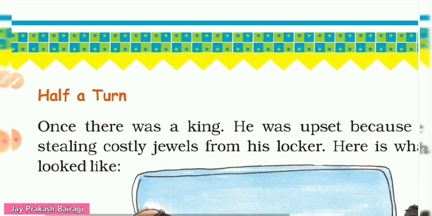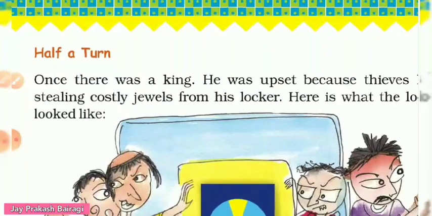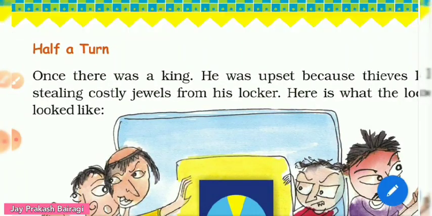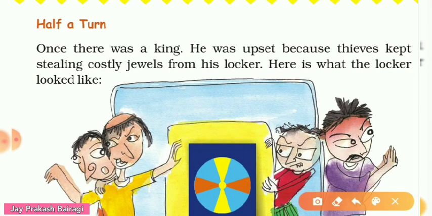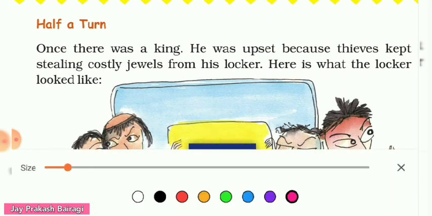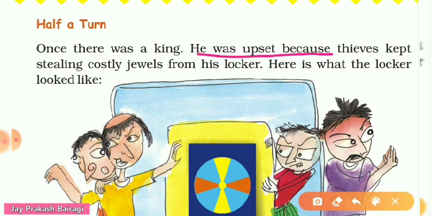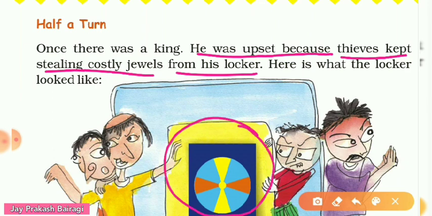Now come to today's topic, that is half a turn. Here we have a very interesting story of a king. Let's know what is happening in this story. I am going to read this story first. Once there was a king. He was upset because thieves kept stealing costly jewels from his locker. Here you can see the king has a locker, but he was very upset. Why? Because these thieves were always stealing the jewels.